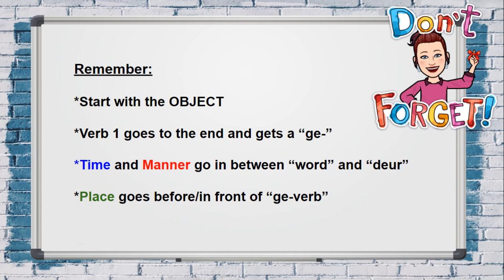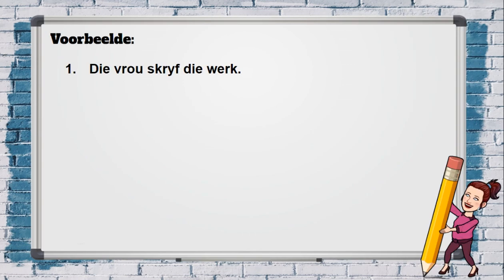Okay. Then, if you have time and manner in your sentence, and we're also going to look at that today, it will always go in between word and deur, and it'll be in that order as well. Then, if you have place, your place will go before or in front of your ge verb. Okay, now let's start with our first sentence.